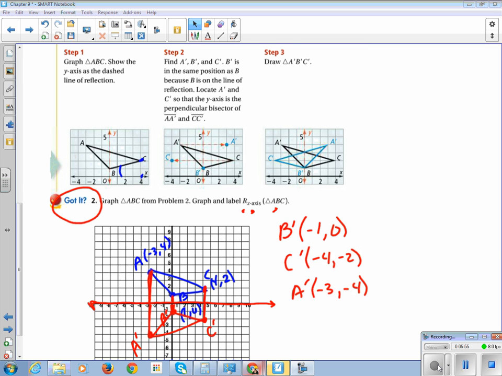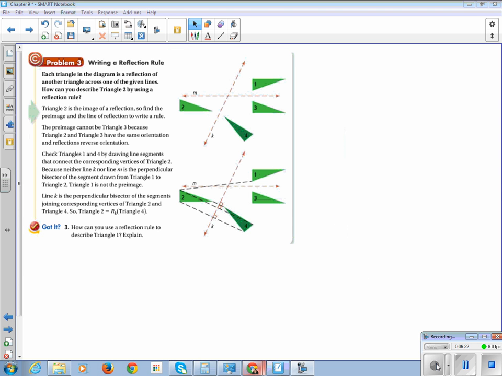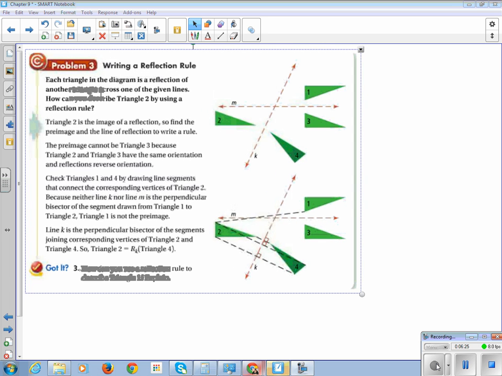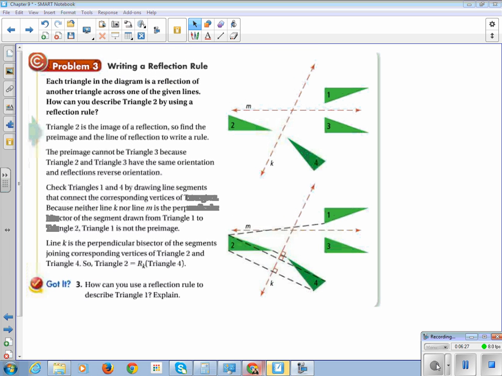And I'm going to change my C because it's actually at 4, negative 2. Positive 4 still. I wrote that wrong. So let me modify. B is at 0, negative 1. I have my X's and my Y's mixed up. So 0, negative 1.